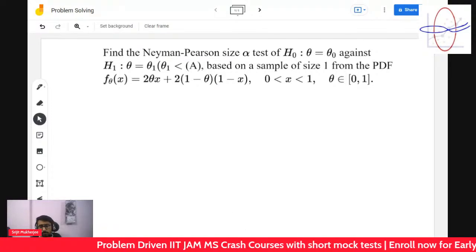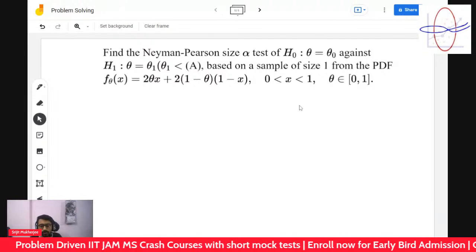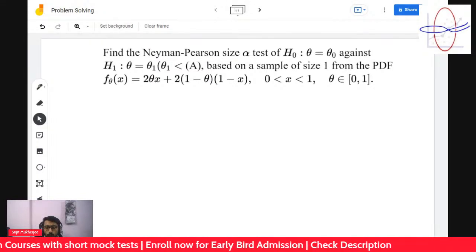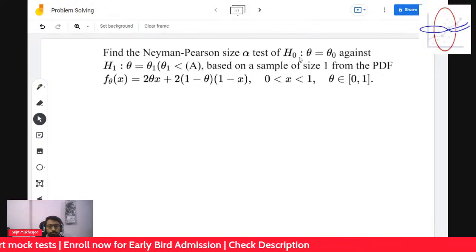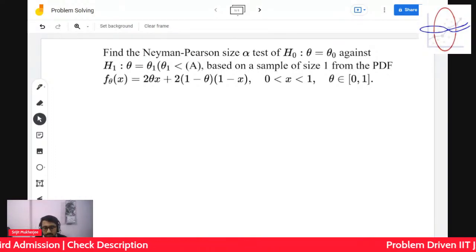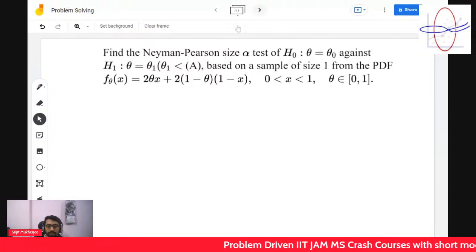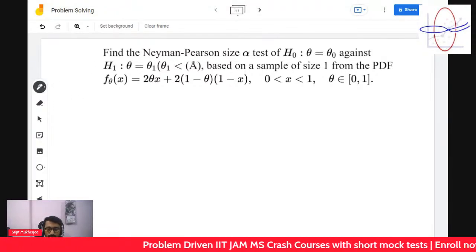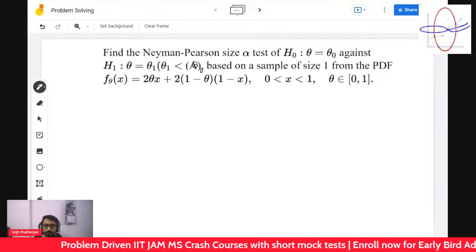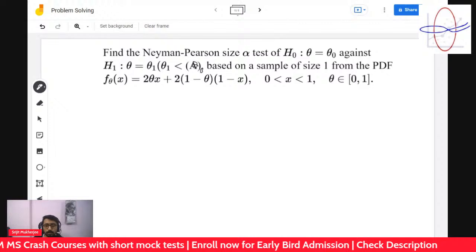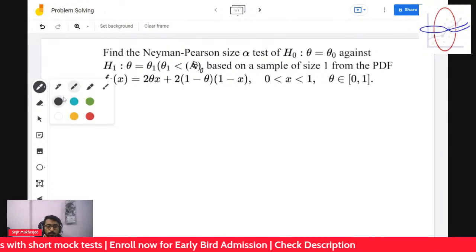Coming back to this problem, I hope you can see the problem on the board, guys. Find the Neyman-Pearson test of size alpha for testing theta equal to theta naught versus theta equal to theta 1, where theta 1 is less than theta naught, based on just one sample. So do you want to volunteer, guys?